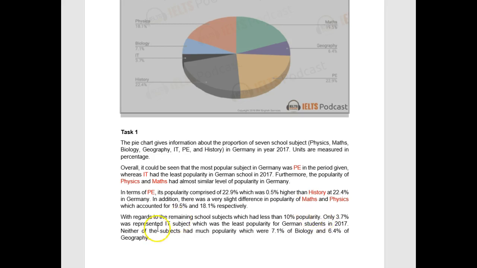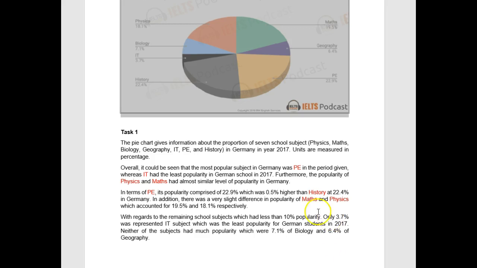Let's see, IT accounted for only 3.7%, okay, which was the least popular subject for German students in 2017. Additionally, neither biology nor geography had much popularity at 7.1 and 6.4% respectively.